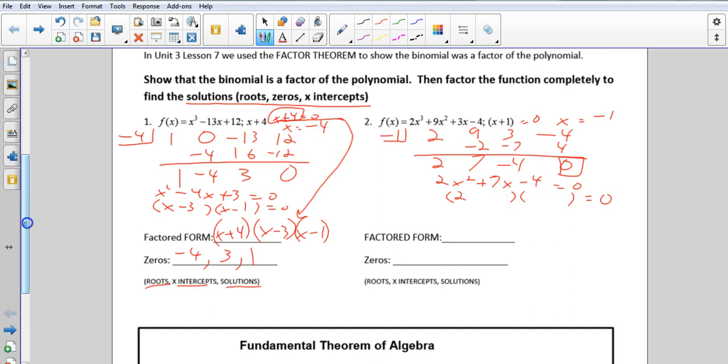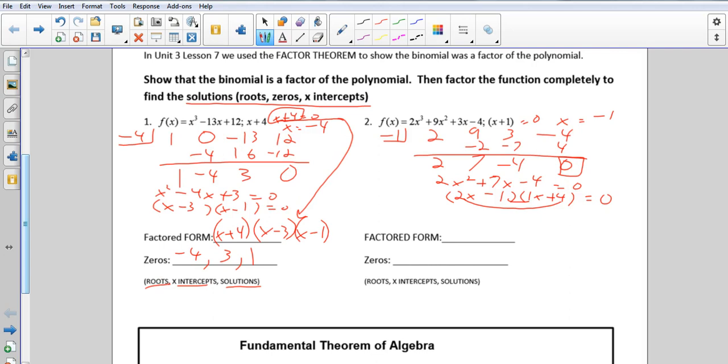2 is prime, so it's obviously going to be 2x and 1x. The possibilities for -4 are 1 and 4, 2 and 2. And it's going to be 1 and 4 because we need to make 7. 2 times 4 is 8, 1 times 1 is 1, 8 minus 1 is 7. Since we need 7 positive, this is positive and that's negative. So I lied. I did review a little bit of factoring.